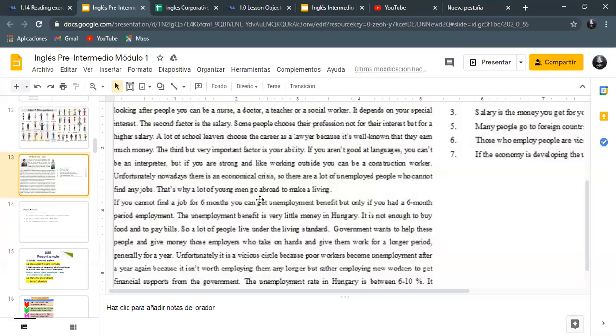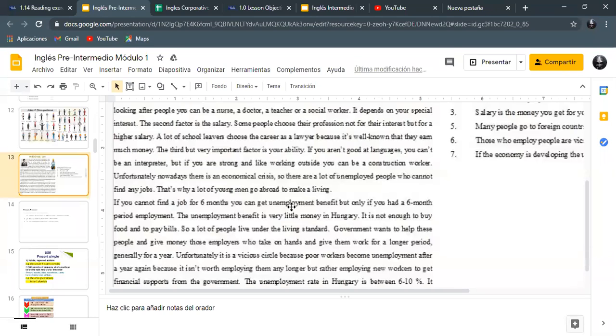Okay, go abroad is irse al extranjero, irse lejos. Okay, to make a living. What is to make a living? Hacer una vida. Algo por el estilo, es como para ganarse la vida. Iniciar una vida nueva. Sería ganarse la vida.